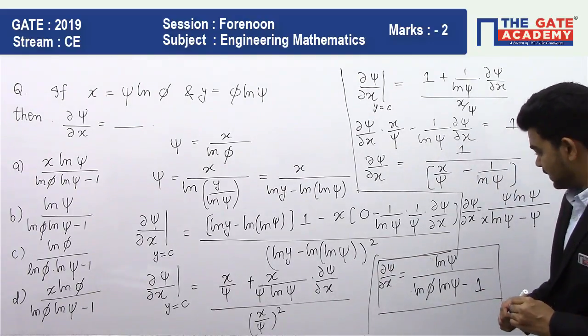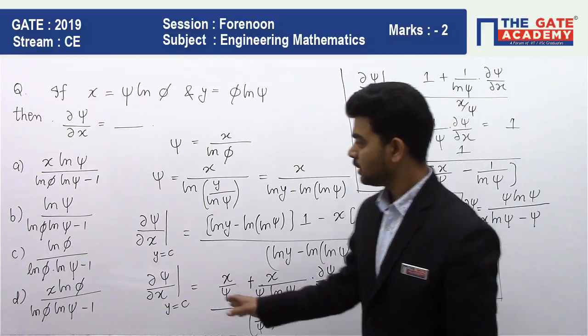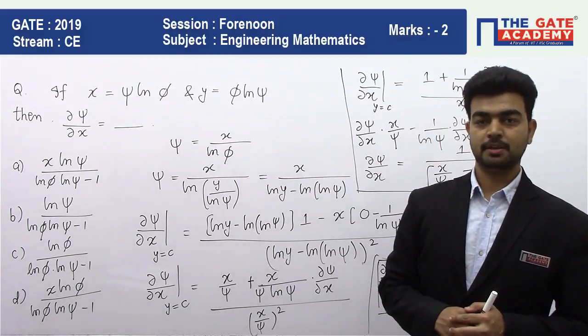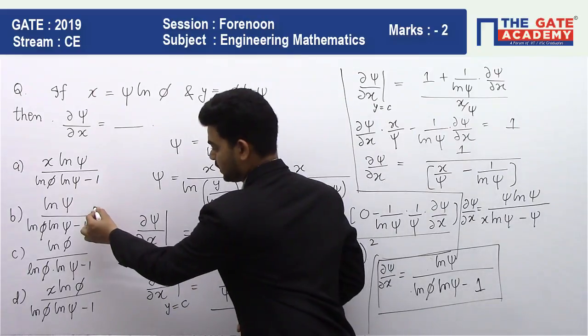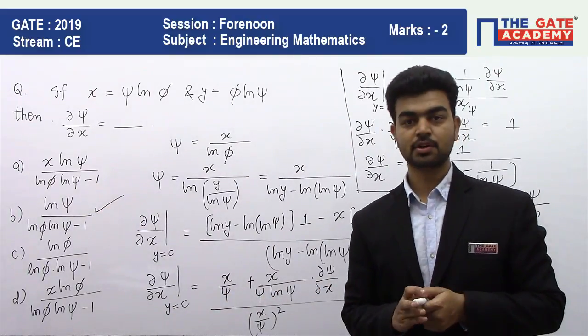So see, this is the expression which is in option B. So our correct option is B. Here the correct option is B. So finally we got the answer.